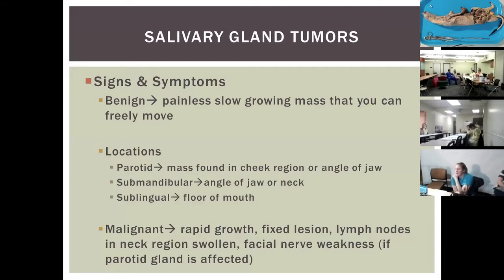How you would know that it might be malignant is it would grow a lot faster than a benign tumor, and it is fixed, meaning it's not freely movable, and lymph nodes in the neck region might be swollen as well. If the parotid gland is affected, you might see facial nerve weakness.